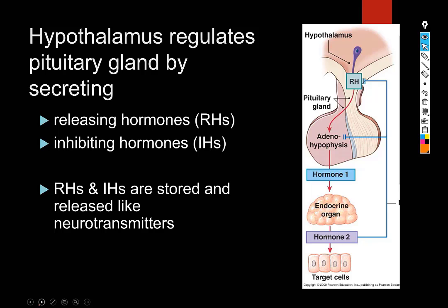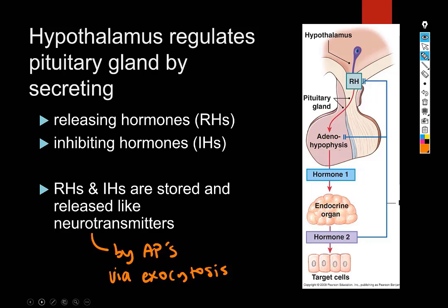Okay, so I talked about releasing and inhibiting hormones. And these are stored and released like neurotransmitters. So what that means is by action potentials and then via exocytosis. So as you can see here, we've got the hypothalamus producing a releasing hormone. That releasing hormone is released into the primary capillary bed and travels down via the portal veins to the adenohypophysis.